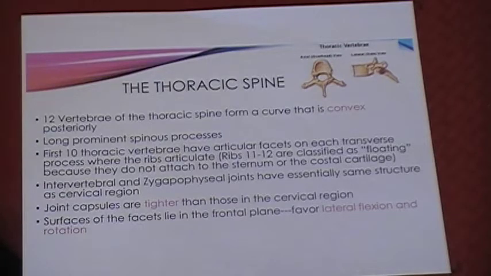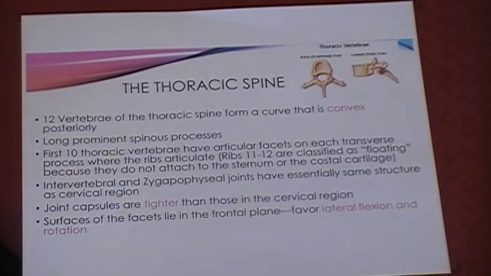The first 10 thoracic vertebrae have articular facets on each transverse process where they articulate with the ribs. So all the ribs except 11 and 12. 11 and 12 are classified as floating because they don't articulate with the transverse process of the thoracic spine.